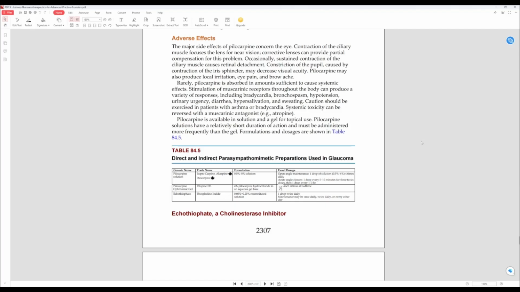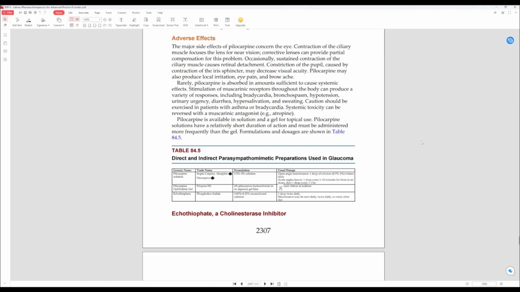Occasionally, sustained contraction of the ciliary muscle causes retinal detachment. Constriction of the pupil, caused by the contraction of the iris sphincter, may decrease visual acuity. Pilocarpine may also produce local irritation, eye pain, and brow ache. Rarely, pilocarpine is absorbed in amounts sufficient to cause systemic effects.